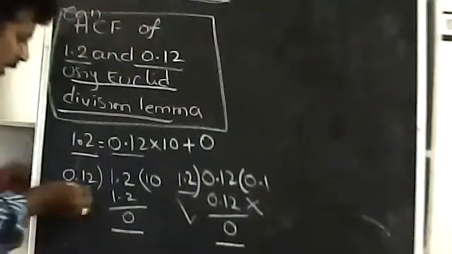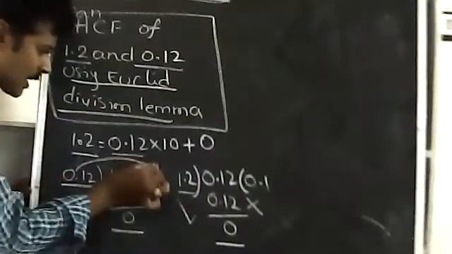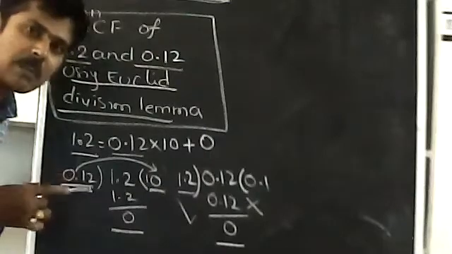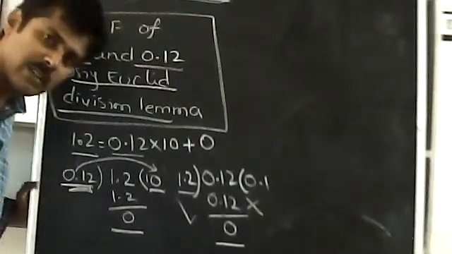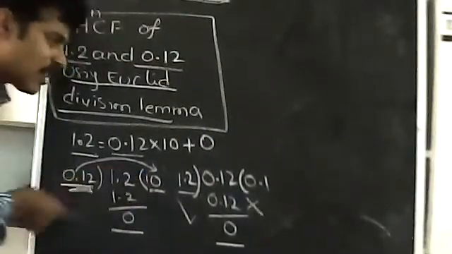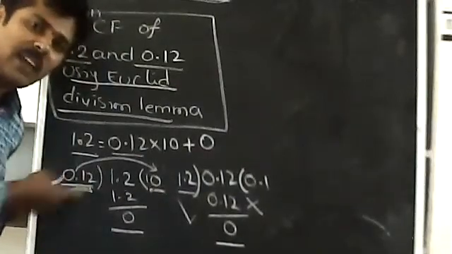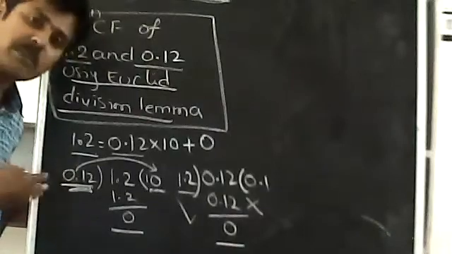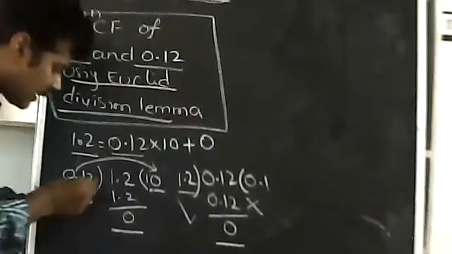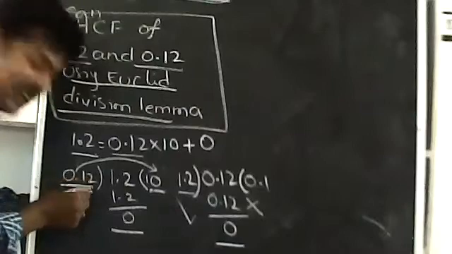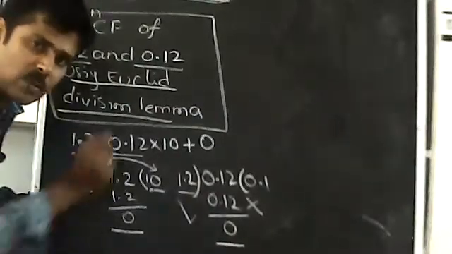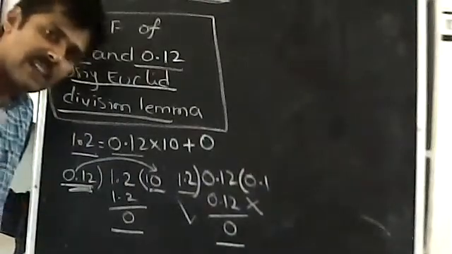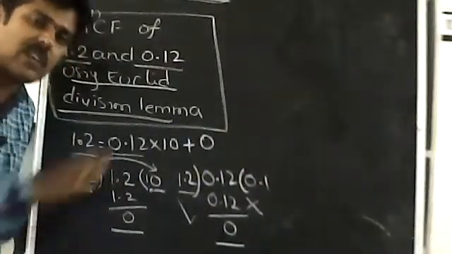Why? Because if you take 0.12 times 10, this is not possible in the regular division. Once you observe the regular division, the quotient may not be more than the divisor always. It cannot be always, sometimes it can be. And 0.12 still is not an integer. We cannot apply the Euclid division lemma to them. But further, you have another process to find the HCF of these two numbers.